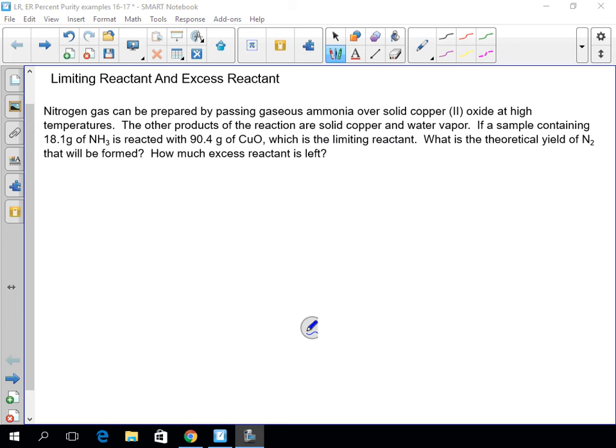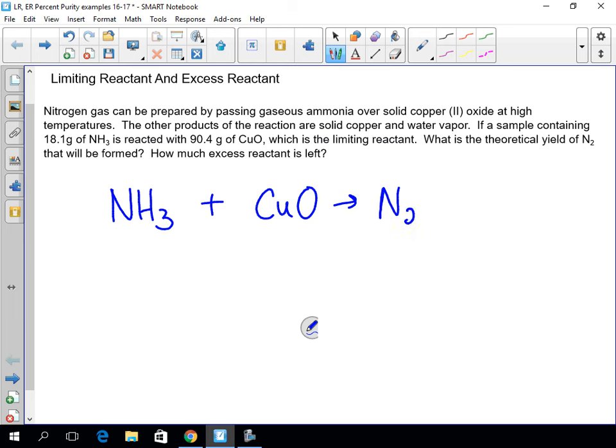Now every stoichiometry problem has to start with a balanced equation. In this case we have ammonia plus our copper 2 oxide gives us the desired nitrogen gas, copper, and water. And do a quick balance on this.